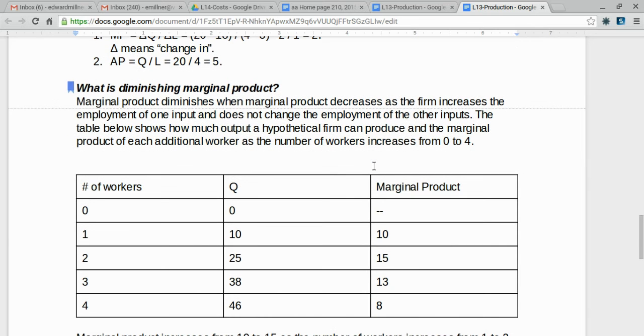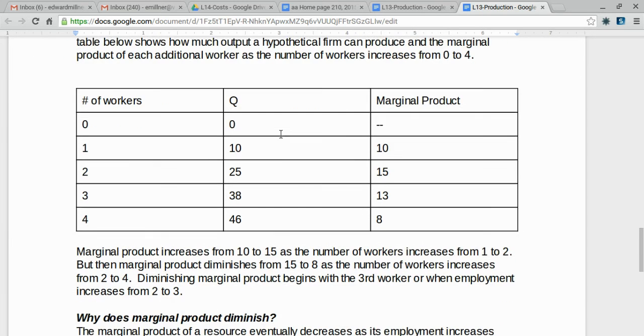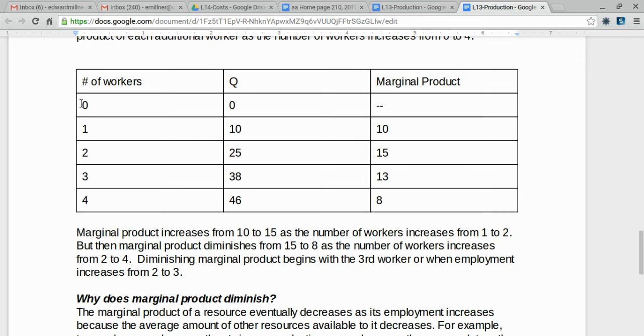Marginal product diminishes when marginal product decreases as the firm increases the employment of one input and does not change the employment of the other inputs. The table below shows how much output a hypothetical firm can produce and the marginal product of each worker as the number of workers increases from 0 to 4. So as workers goes from 0 to 4, output goes from 0 to 46.